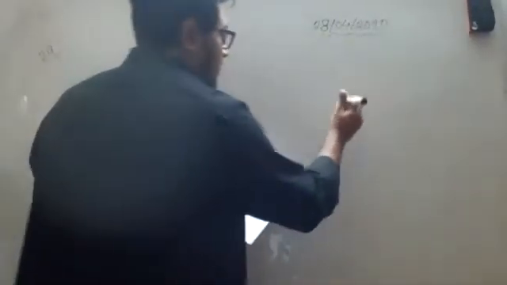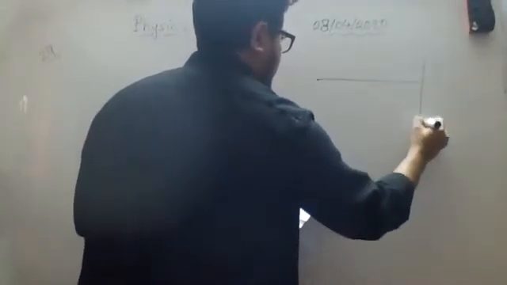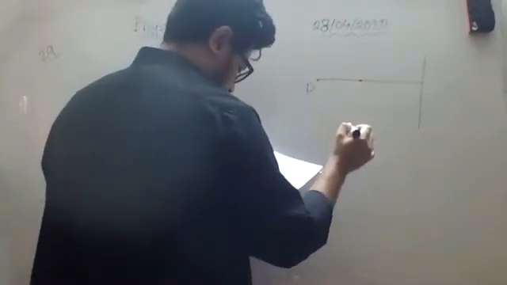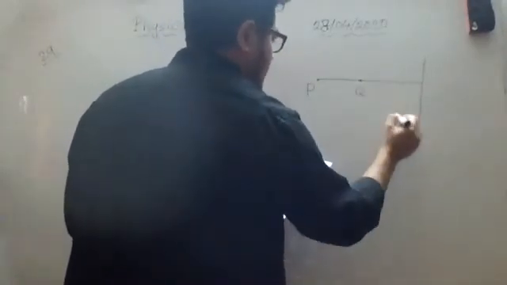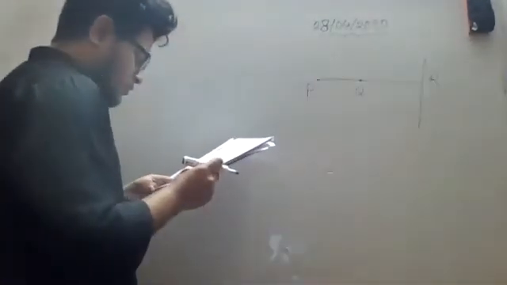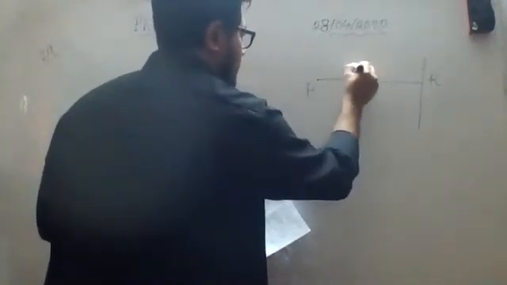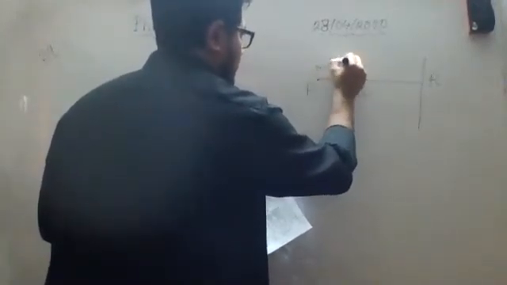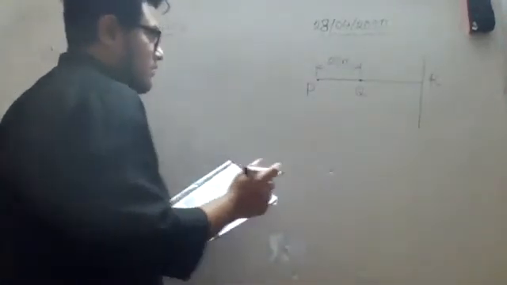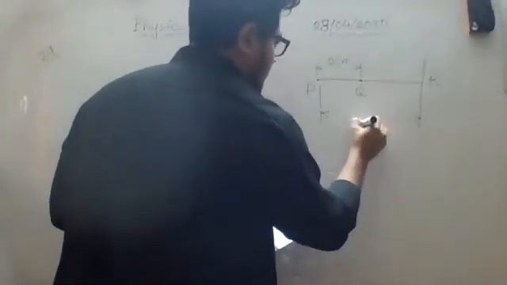Let us draw the figure on the board. One point, and there is another point. The first point is P, the second point is Q, and this is R. P to Q, this distance is 20 meters. Then P to R is D.